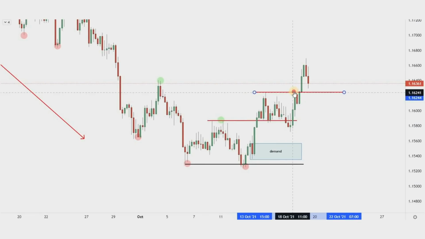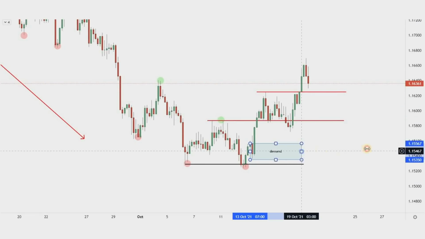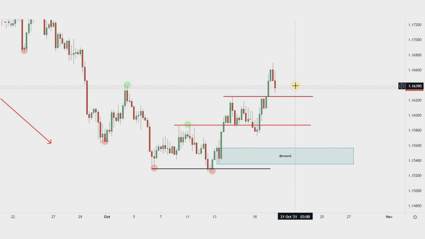Price developed and we re-evaluated this pair again for a potential bullish opportunity. We have a new higher high established, and price is pulling back to create a new higher low. In this situation, our goal is to search for fresh demand zones.